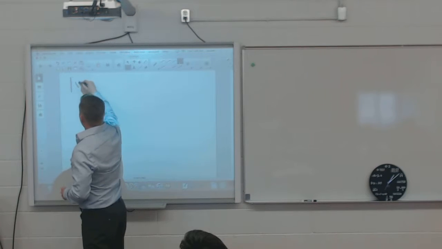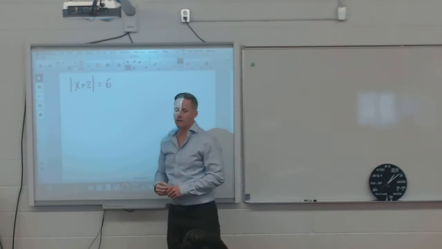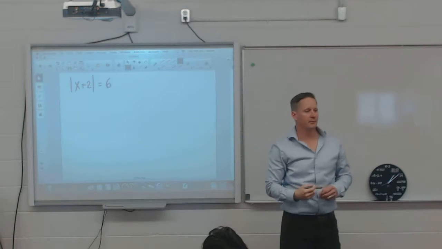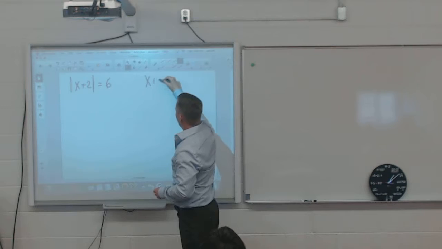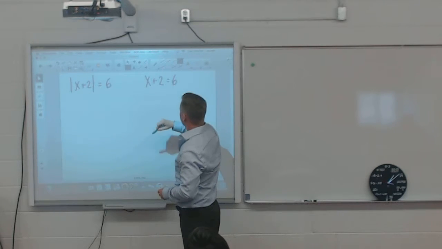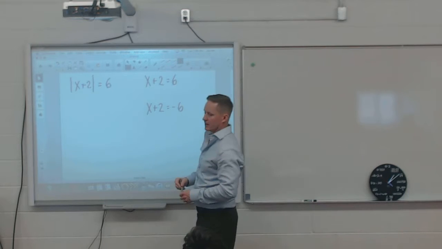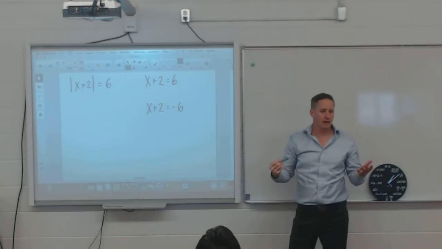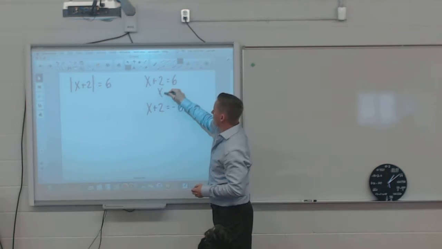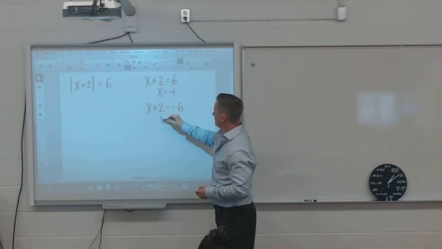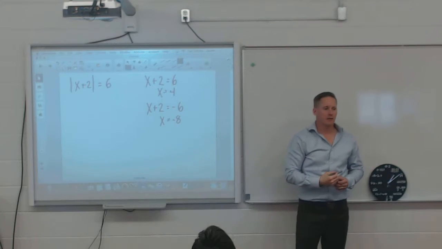So if I take something like this, the absolute value of x plus 2 is equal to 6. Alright, what are the possible values here? Well, to solve it, I go x plus 2 equals 6, and I go x plus 2 is equal to negative 6, because it can be either positive or negative. Therefore, x can equal 4 or negative 8. There you go. Okay?